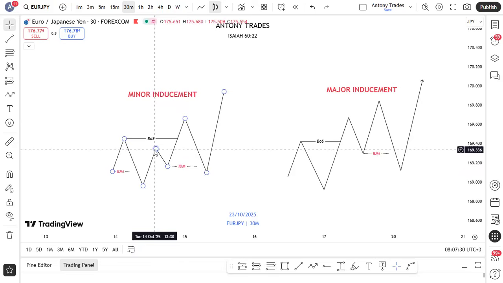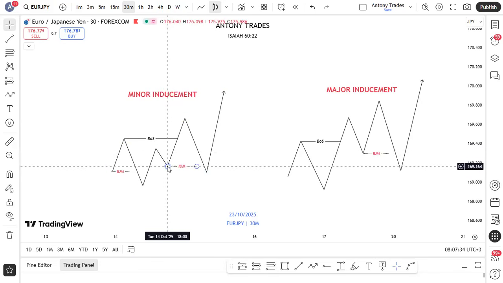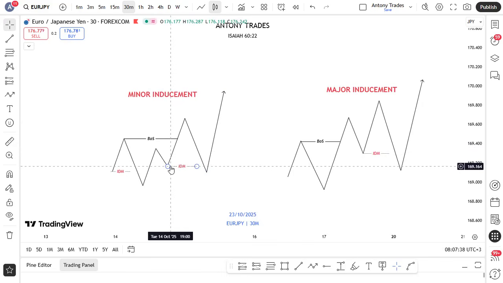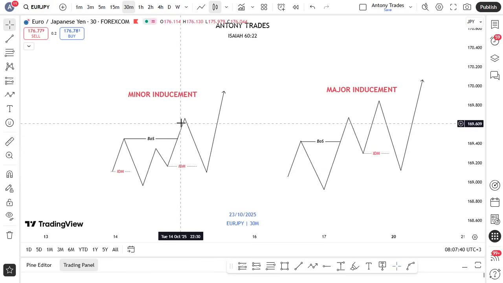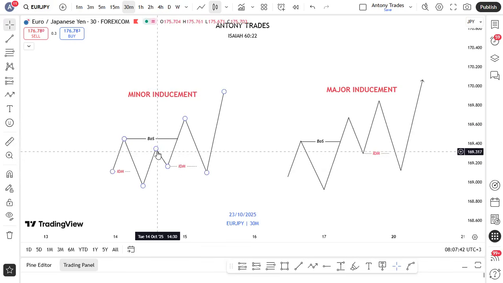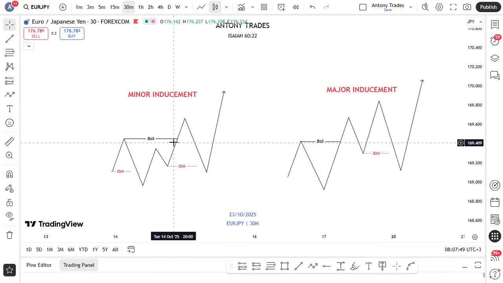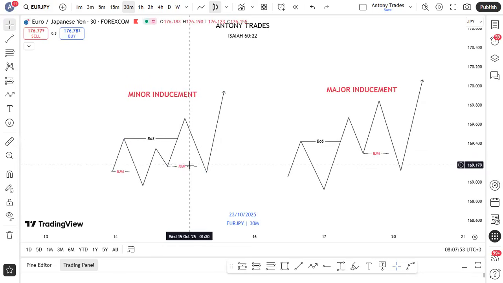It is the recently formed low before a break of structure, and this low should be a valid pullback. Now this low, you can see this structure that was formed here, it was formed before the break of structure. This is what we are calling the minor inducement.